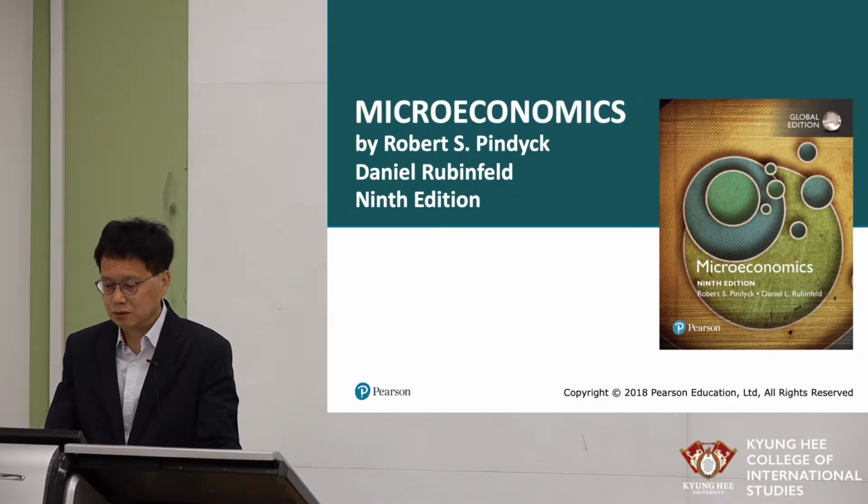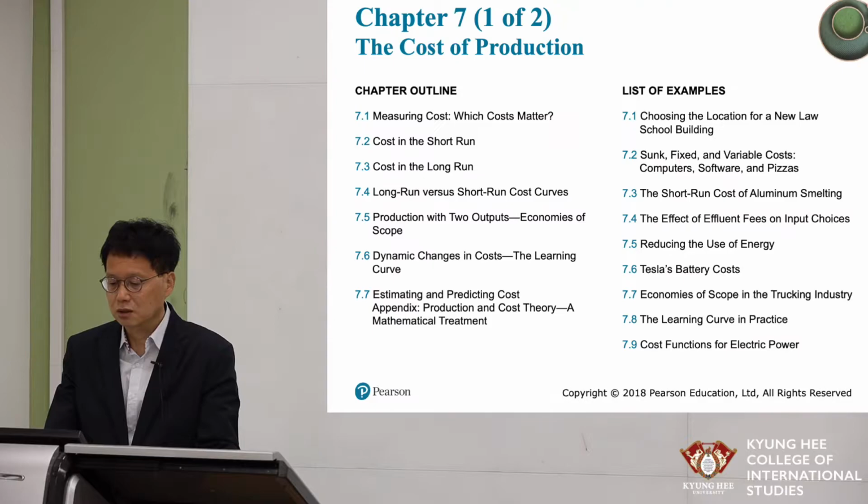Chapter 7, the cost of production function. So in chapter 7, we study the cost function. The outline of this chapter is like this. Section 1, measuring the cost, which costs matter. So that is the conceptual part. Section 2, cost in the short run. Section 3, cost in the long run. Section 4, long run versus short run cost. Section 5, production with two outputs, economies of scope. Section 6, dynamic changes. Section 7, some mathematical material.